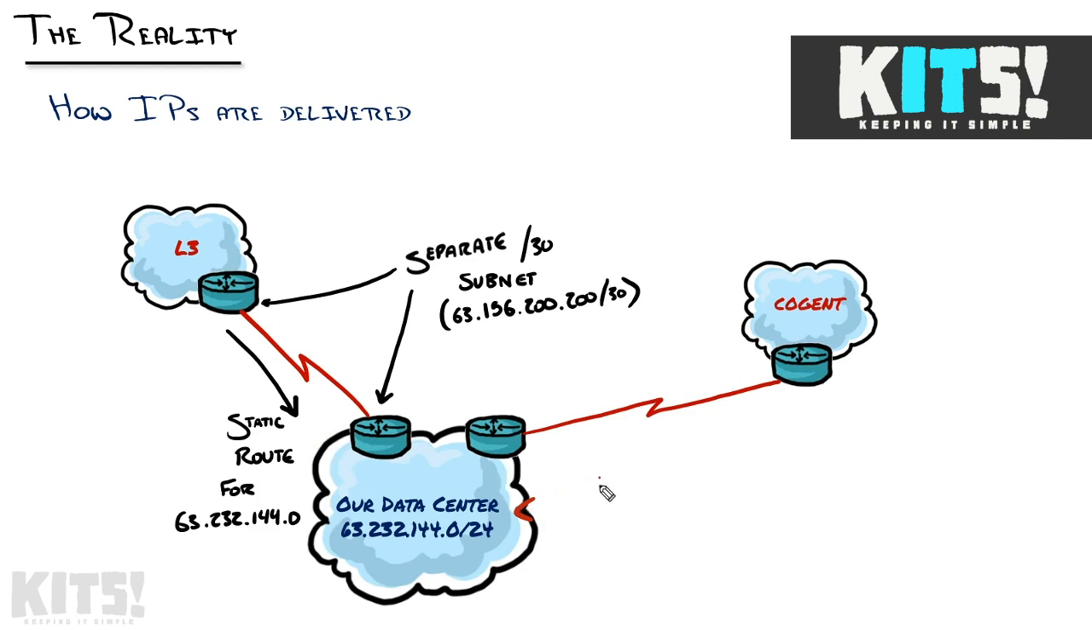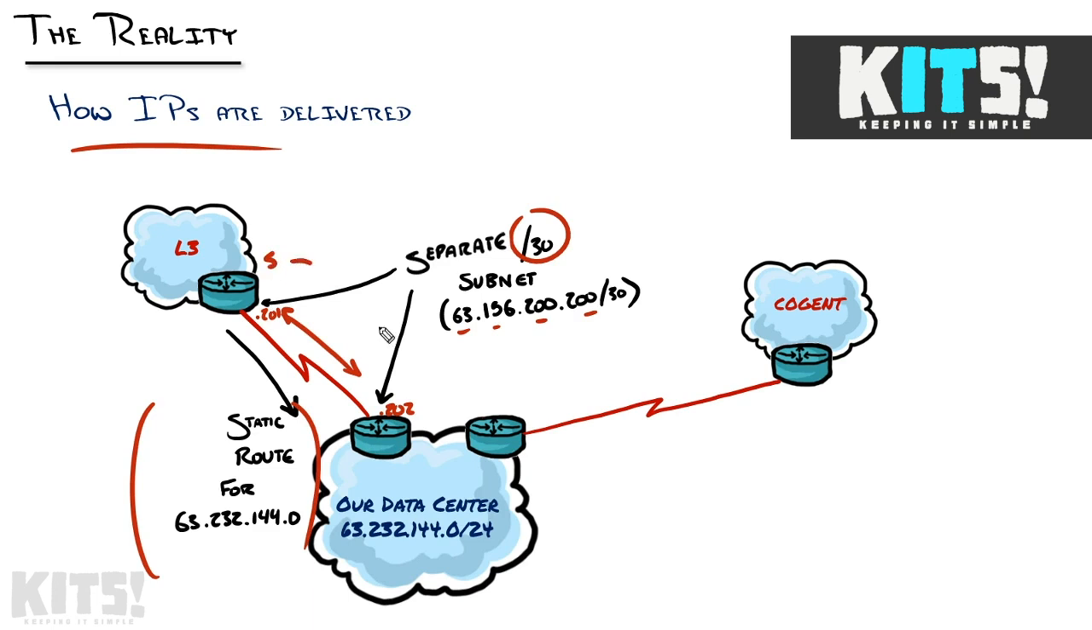Now, I want you to understand, because I know it throws people off when they're brand new to BGP, how IP addresses are delivered. There are 2 different ways. The first way is a completely separate route. That is, we have a point-to-point subnet going between our 2 routers right here. It's a /30, actually 63.156.200.200. This side is .201, this side is .202. So if you look at that static route, it's actually pointed to 63.156.200.202, which is us.